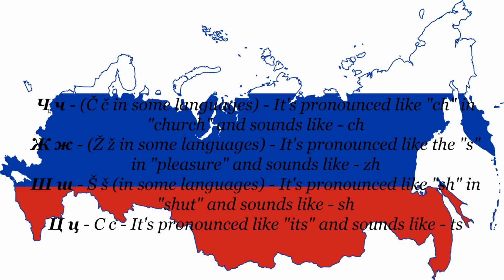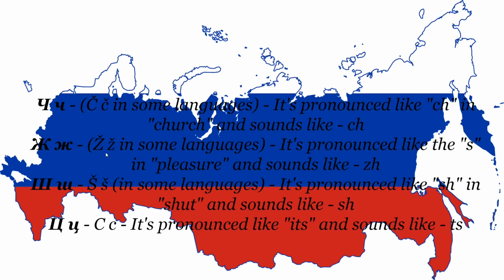It looks a bit like the number 4, and it's like the CH in English, the ch sound, as in chain or chapel. Next we have a weird looking one, which is probably my favorite letter in the Russian alphabet just because of how cool it looks. It's the zh sound. So for example, in the word pleasure, as you say pleasure, the zh sound from pleasure, this is what they've got a letter for that sound.